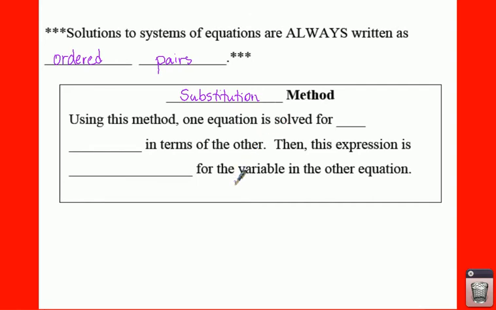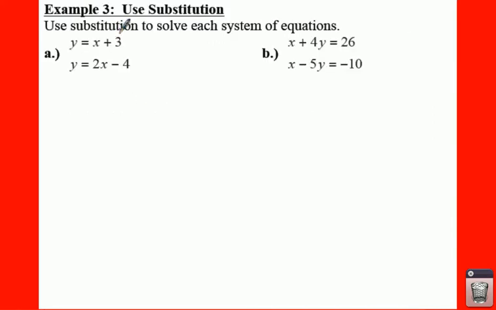And when we use the substitution method, one equation is solved for a variable in terms of the other. So if you have two equations, one of them you're either going to solve for x in terms of y, or solve for y in terms of x. It's kind of like when you solve the equations for graphing, you solve for y. That's y in terms of x. Then what you do is this expression is substituted for the variable in the other equation. Hence the name substitution. I know we're getting a little crazy here, but let's see how we use substitution.